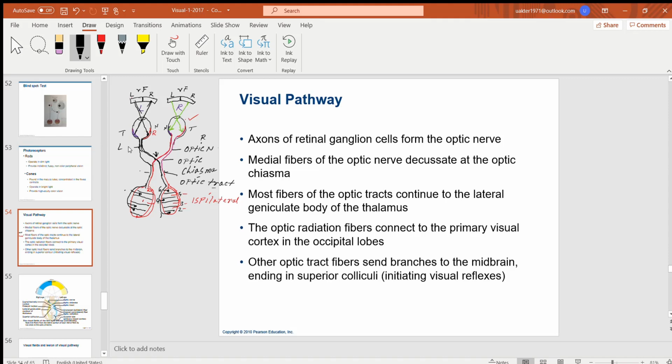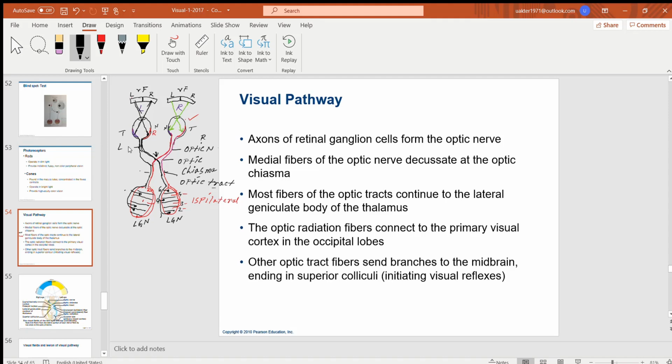Okay, and you must remember that in the last lecture, when I talked about different types of ganglion cells, I said that there are magnocellular, parvocellular and koniocellular layers in the lateral geniculate nucleus. So these are the lateral geniculate nucleus, which receives the signal from the optic tract fibers.